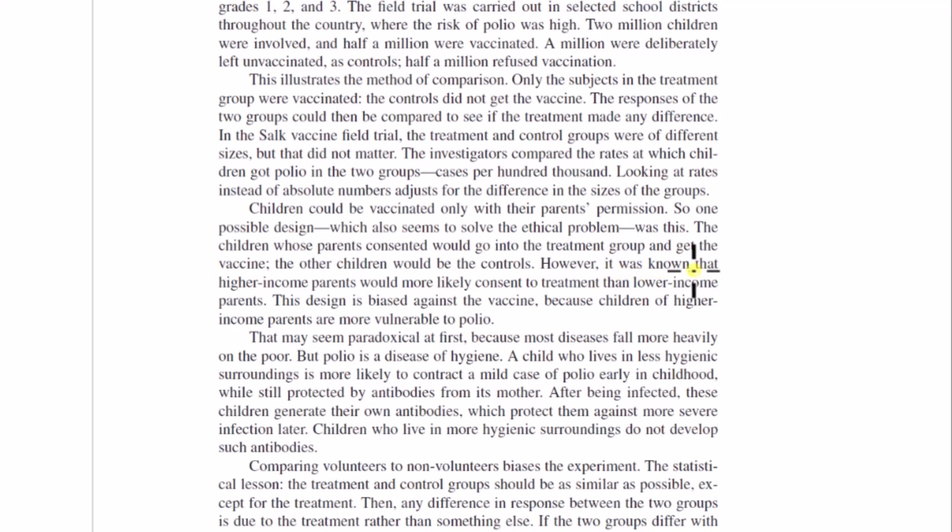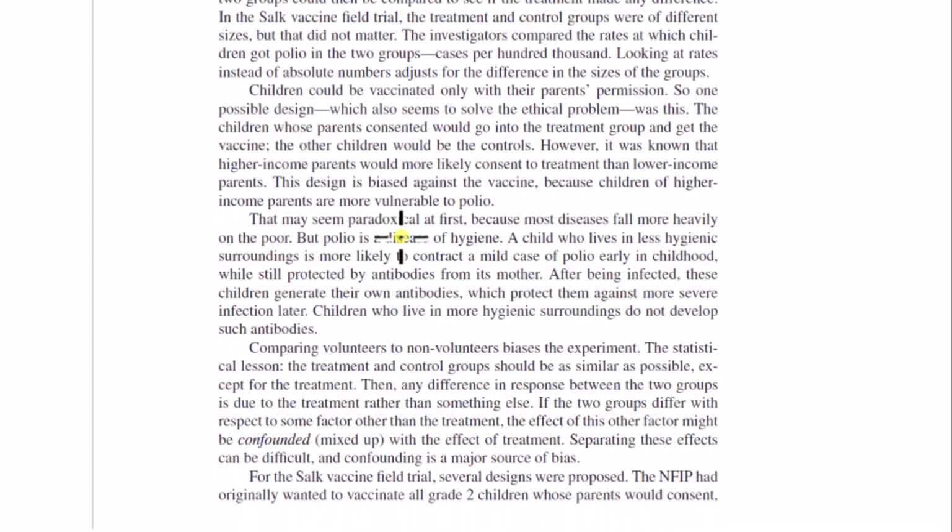But it says, however, it was known that higher income parents would more likely consent to treatment than lower income parents. Okay, so is that a problem? It is a problem because this design is biased against the vaccine, because children of higher income parents are more vulnerable to polio. So you see the bias that creates. But that seems counterintuitive, right? How are the children of higher income parents more vulnerable to polio? Isn't it the opposite? You would think lower income children are more vulnerable to diseases, right? That's why it says that may seem paradoxical at first, because most diseases fall more heavily on the poor.